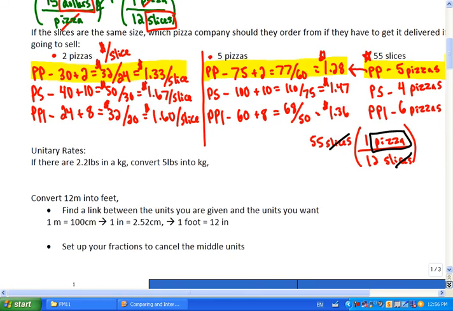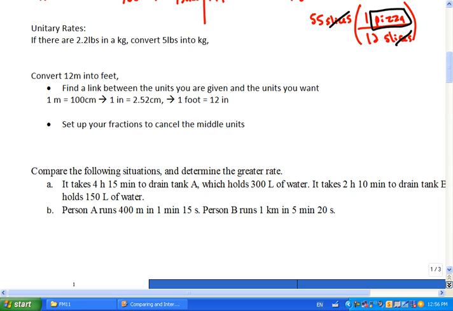So let's take a look at rates. As I had mentioned earlier, when you hear things like "in a" or "per," we want to think of writing it as a fraction. So when I say 2.2 pounds in a kilogram, that's like saying either 2.2 pounds per 1 kilogram, or I could write it as 1 kilogram per 2.2 pounds.